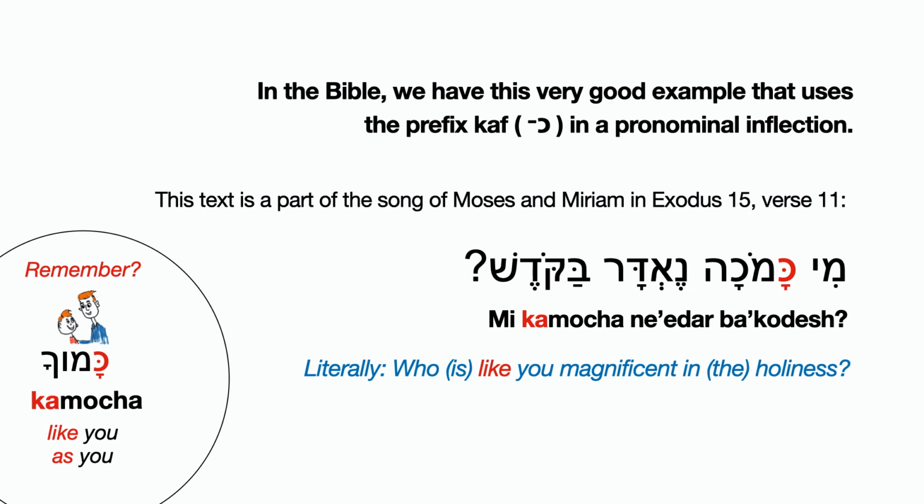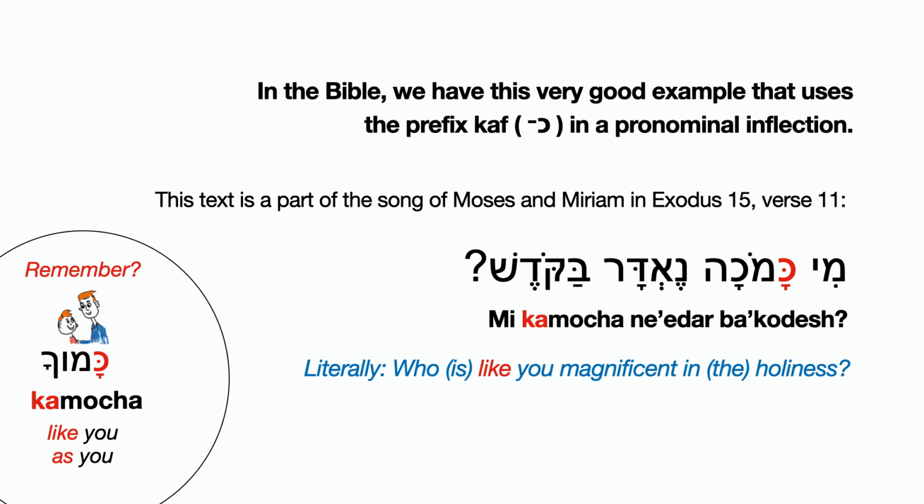And in the Bible, we have this very good example that uses the prefix kaf in a pronominal inflection. This text is part of the Song of Moses and Miriam in Exodus 15, verse 11. Mi kamocha nedar bakodesh. Mi, that means who. Kamocha means like you or as you. Nedar means magnificent, awesome, or great. Ba means in the. Kodesh means holiness. Bakodesh, in the holiness or in holiness.